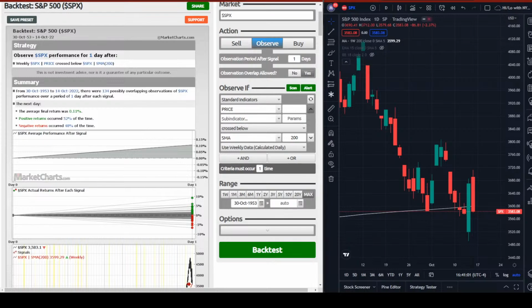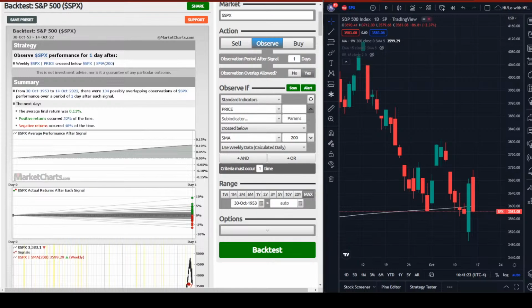Today is Sunday, October 16th at 4:41 p.m. It is just about an hour, 20 minutes before the futures market opens. Today is a special session at the pit. I've been seeing a lot of noise on Twitter and social media about the 200-week simple moving average. That's the 200-week SMA on the S&P 500.